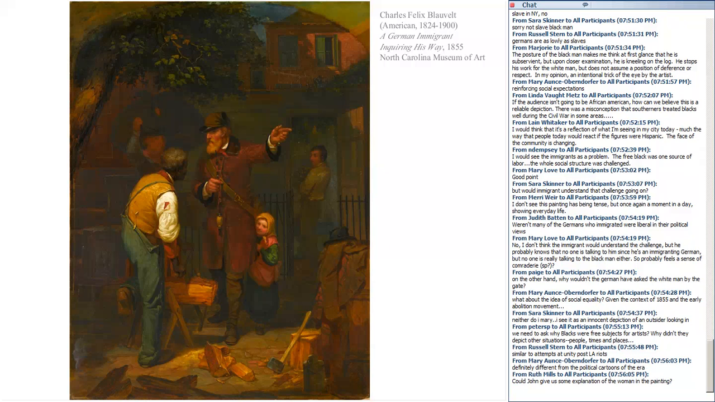So maybe Blauvelt is arguing, look, do not come down on our German immigrant friends. They will make their way. And in fact, they're starting at the bottom, but they're determined to make their way, and they're trying to find out how to do it. Might that be a reading? Yeah, I think that's pretty close to what I would say.